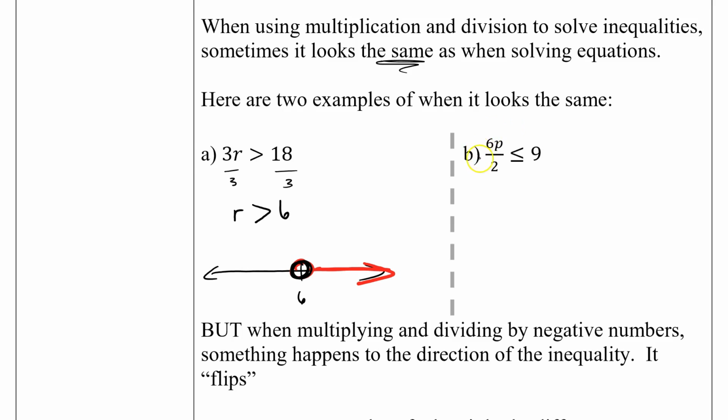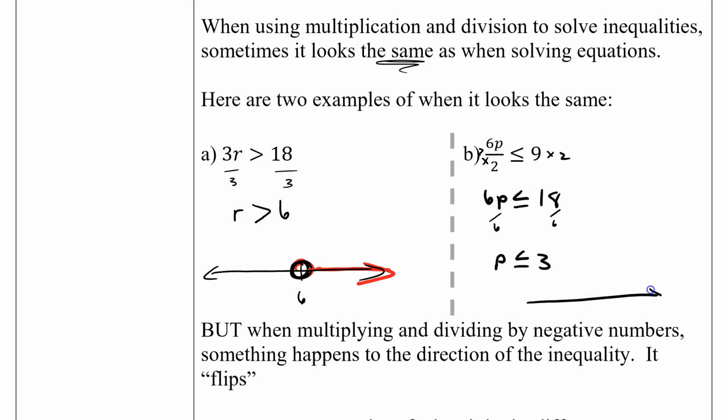Now with division, this is kind of a funny one because I can just say, oh, 3p is less than 9. But let's just go through the rigmarole. Let's multiply both sides by 2 to get the 2 out of the denominator here. So that is 6p is less than or equal to 18. Divide both sides by 6. We have p is less than or equal to 3.